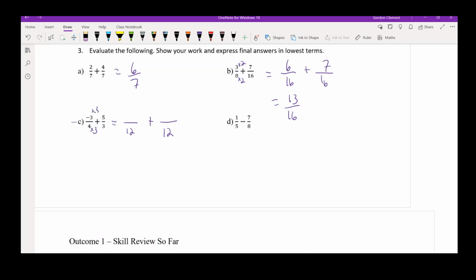Times the first one by 3. Negative 3 times 3 is negative 9. 4 times 3, that's how I got the 12. The second fraction, you're timesing top and bottom by 4. 3 times 4 is 12. 5 times 4 is 20.